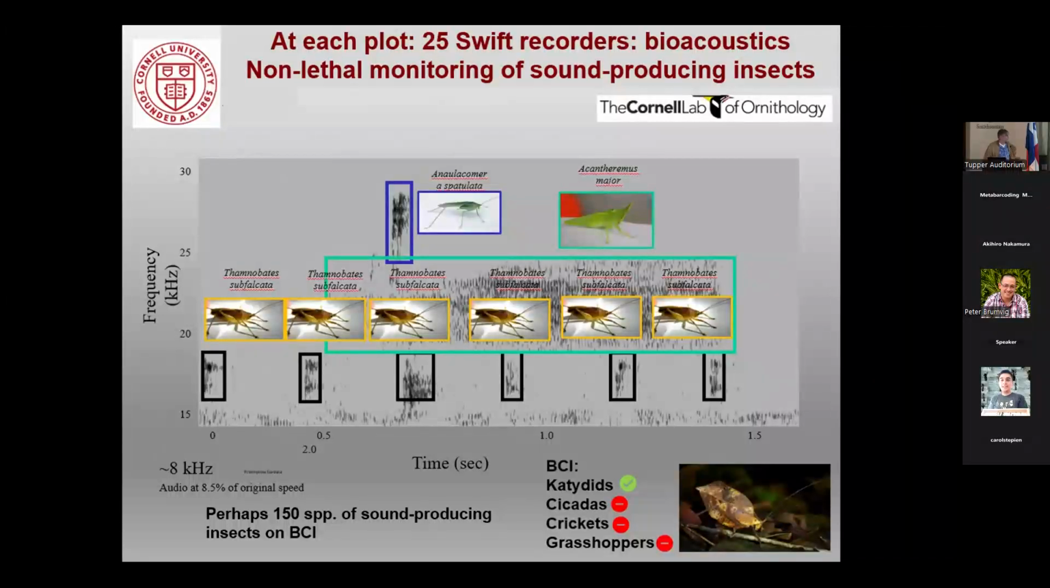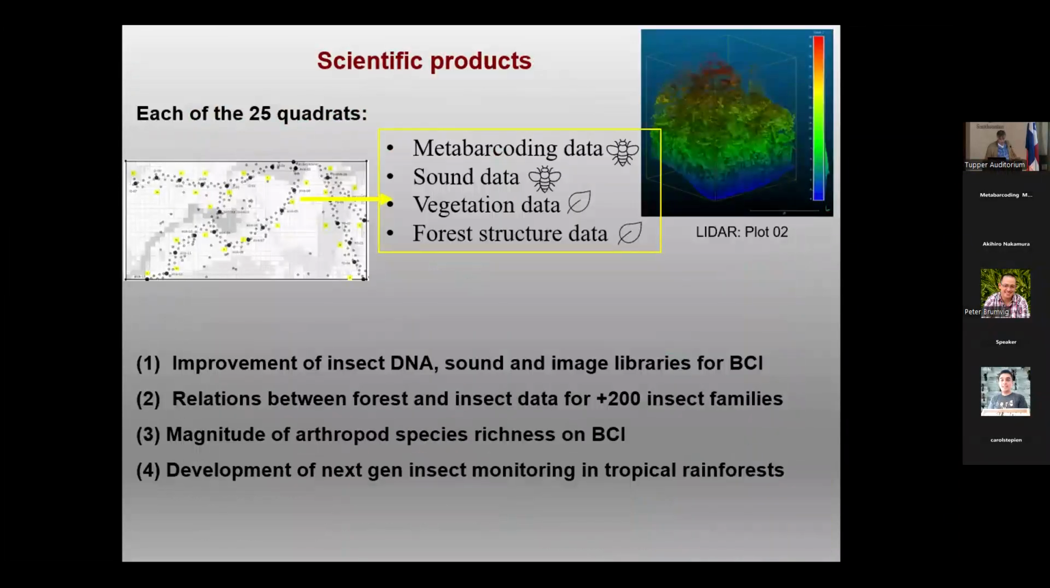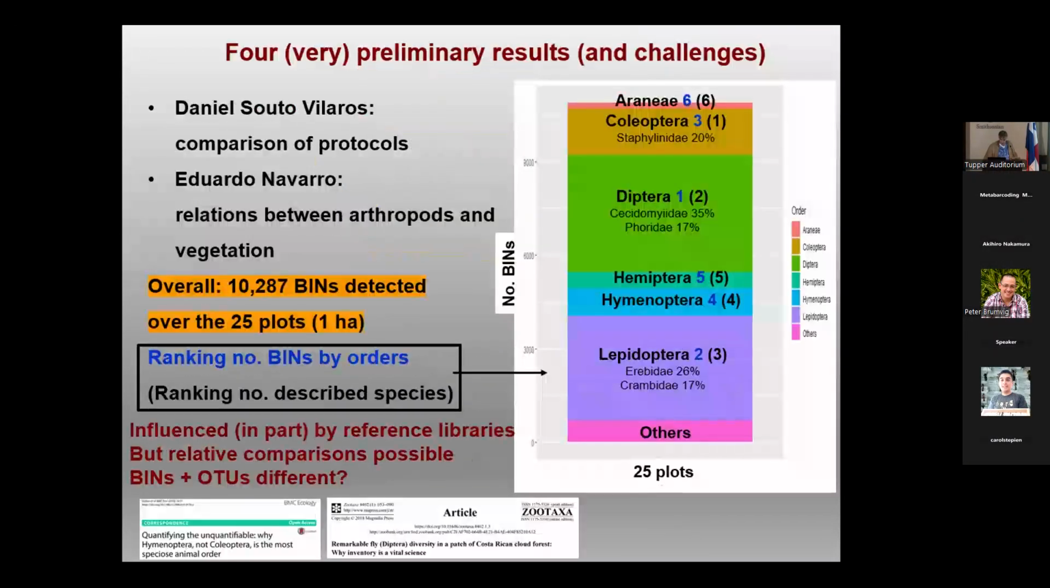We are also doing bioacoustics at all of those 25 plots, so basically for each of those 25 quadrats we have metabarcoding data, some vegetation data on the forest structure. So that's going to be extremely interesting. So I'm going now to show just 4 slides, which summarize some of the primary data.